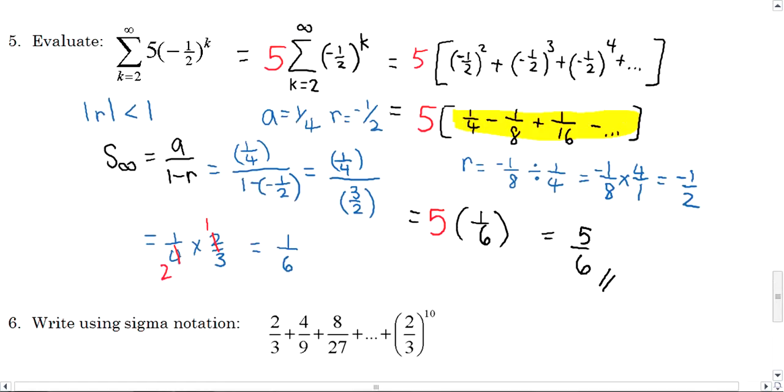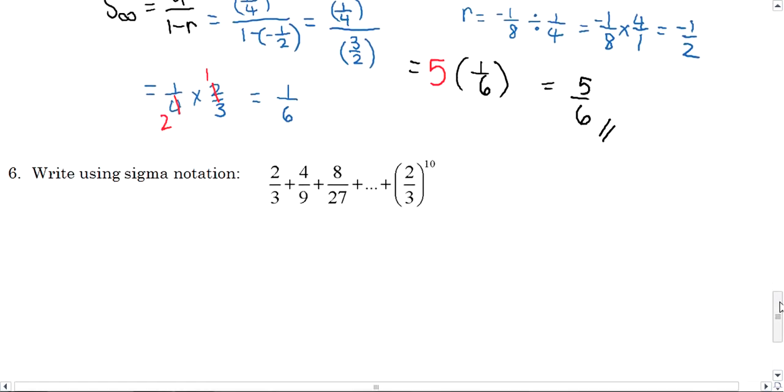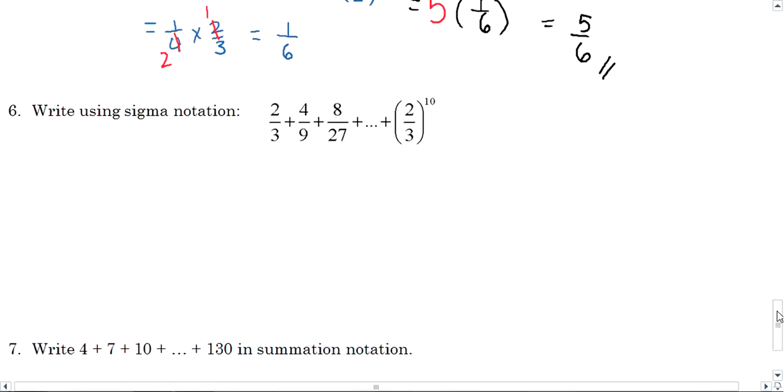Alright, moving along, let's go on to the last two examples here, using sigma notation. So it's kind of a backwards question. Alright, let's see how we can set this up here.